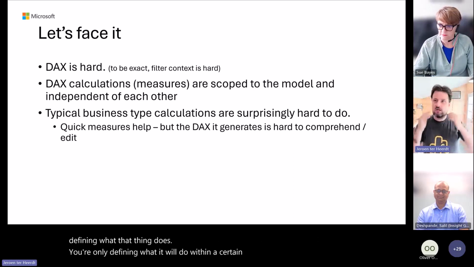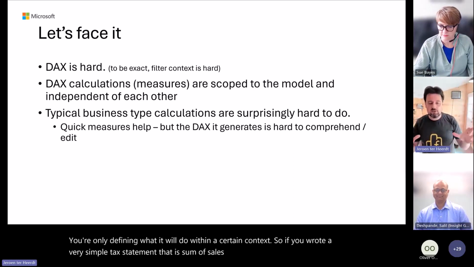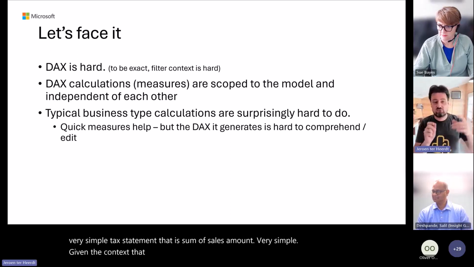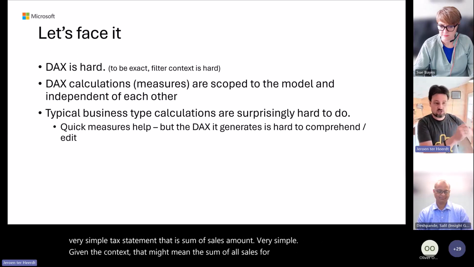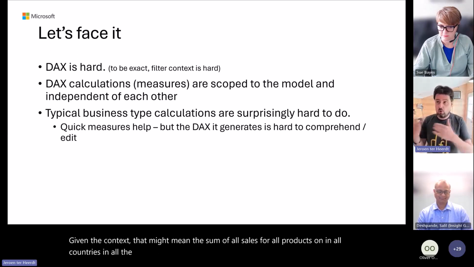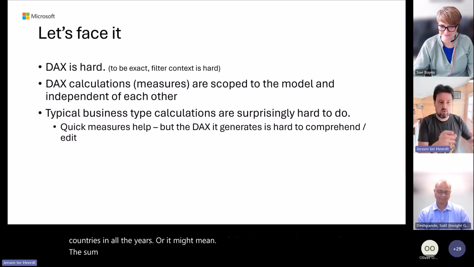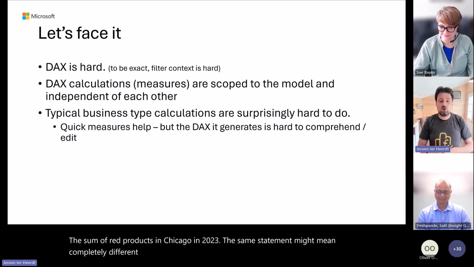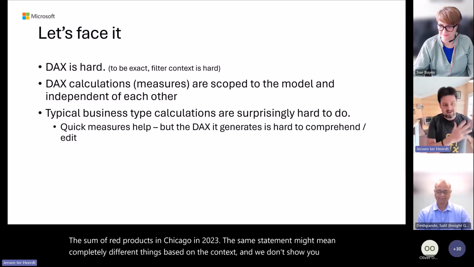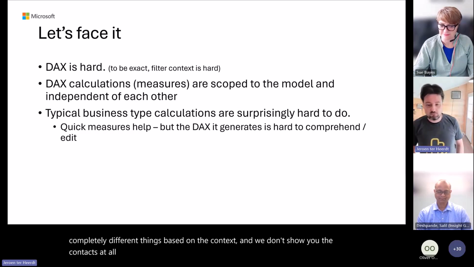So if you wrote a very simple DAX statement that is sum of sales amount, very simple. Given the context, that might mean the sum of all sales for all products in all countries in all the years, or it might mean the sum of red products in Chicago in 2023. The same statement might mean completely different things based on the context, and we don't show you the context at all. And that's a big, big problem why DAX is so hard.